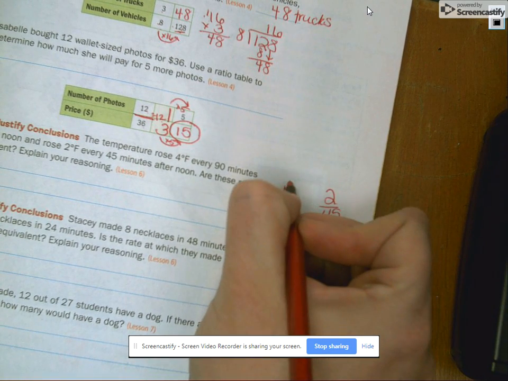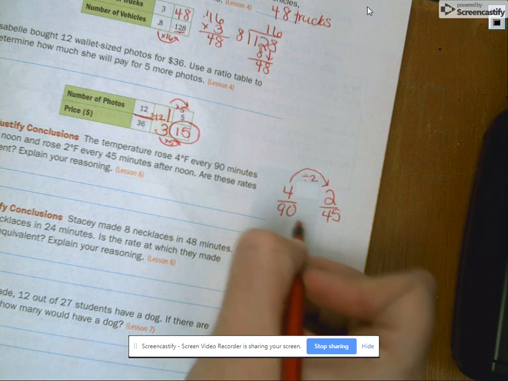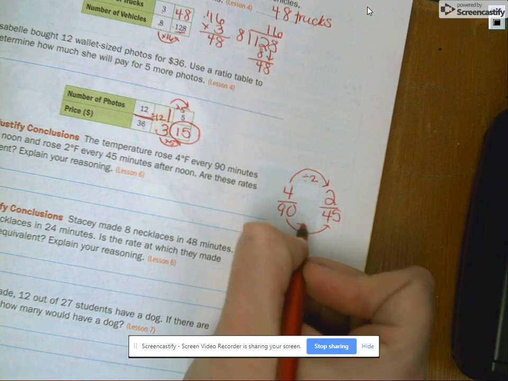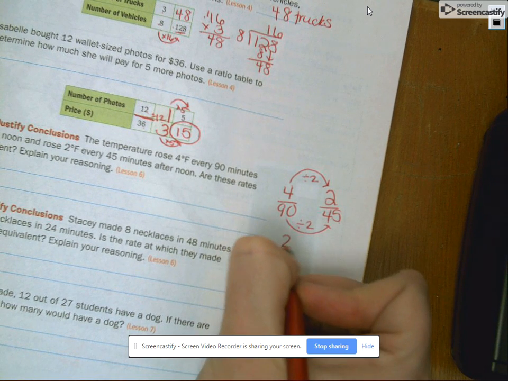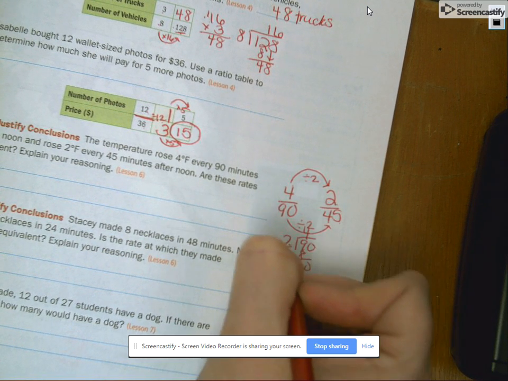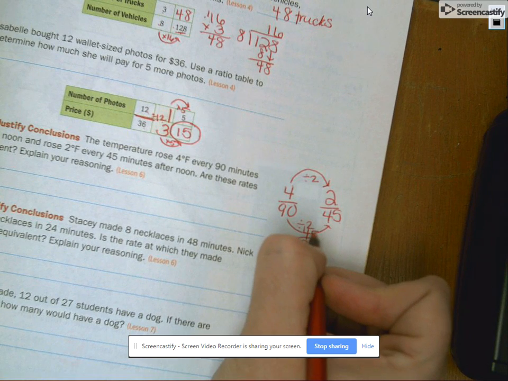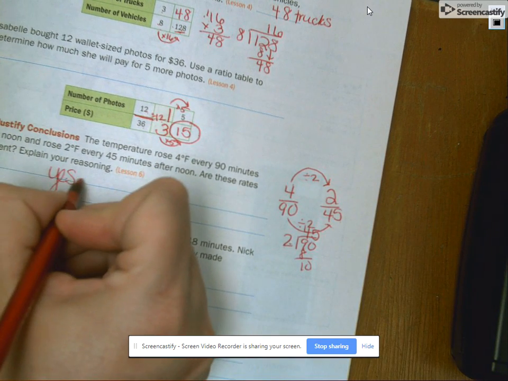I know that 4 divided by 2 is 2, right? And is 90 divided by 2 45? Let's figure it out. 2 goes into 90 4 times. And 2 goes into 10 5 times. So yeah, it is. And so yes, these are both equivalent.